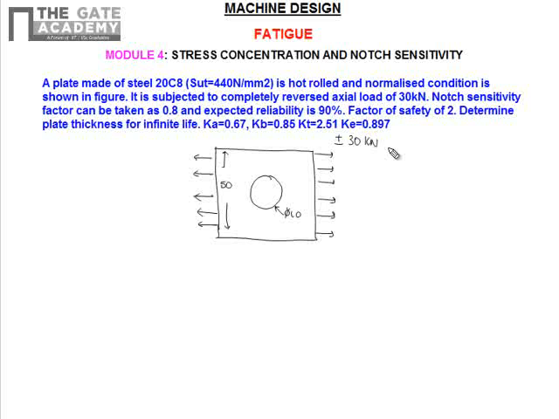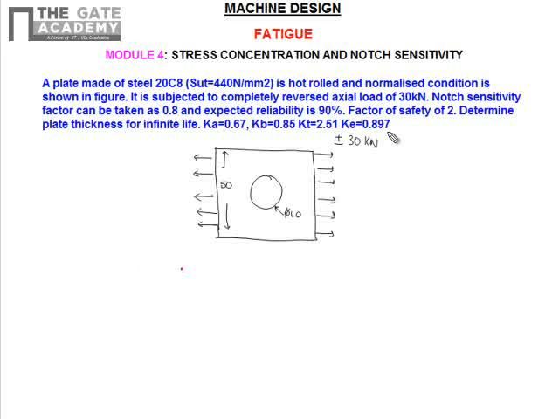The notch sensitivity factor can be taken as 0.8, which is nothing but q, and the expected reliability is 90%. Factor of safety is 2. Then determine the plate thickness for infinite life. Ka is given as 0.67, Kb is 0.85, Kt is 2.51, and Ke is 0.897. Now we have to find what will be the thickness of the material for infinite life of the body.